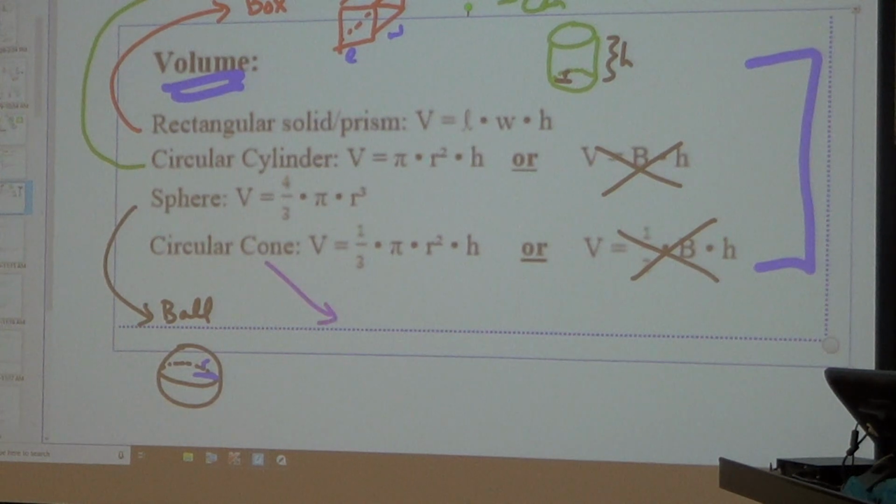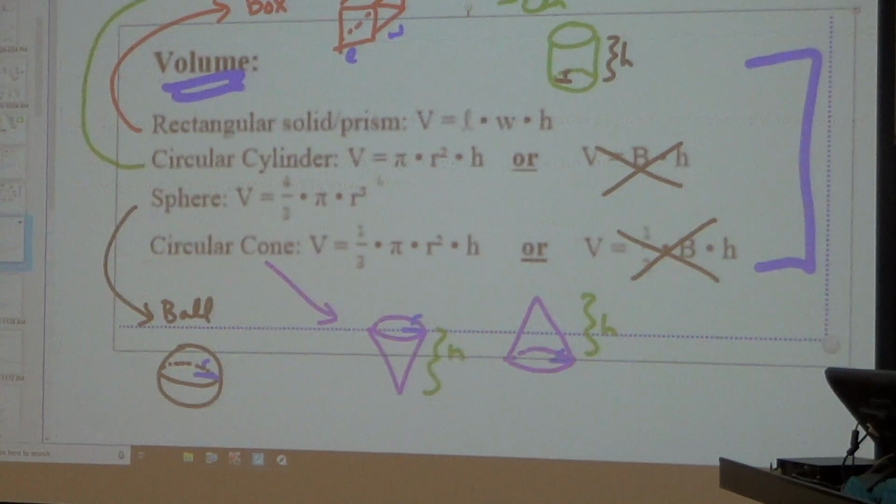A cone. A cone can either be an ice cream cone or it can be a dunce hat. Both of those are cones. The formula says 1/3 times pi times r squared times h, so you've got to know halfway through the circle. And you've got to know the height. Your height is how tall it is. So these are just plug and chug formulas.